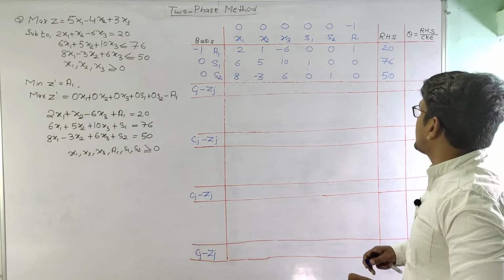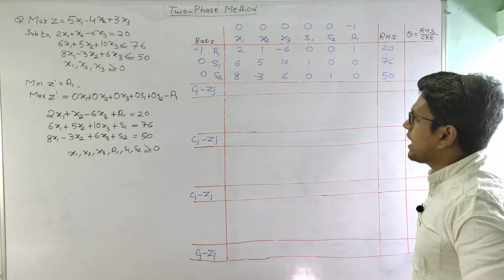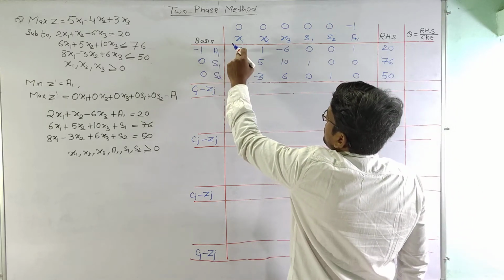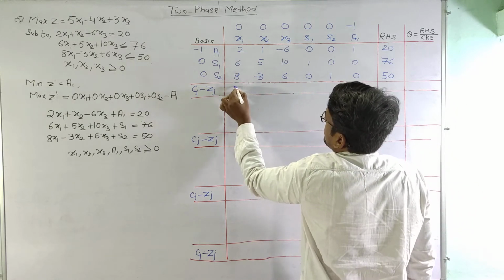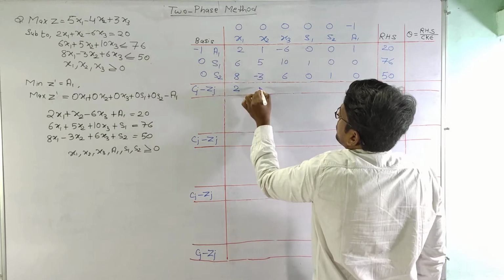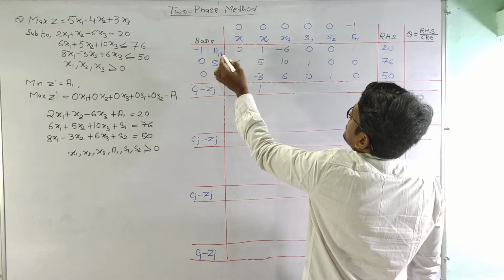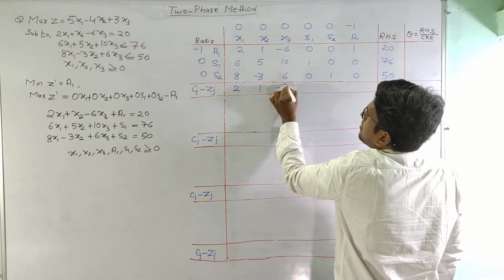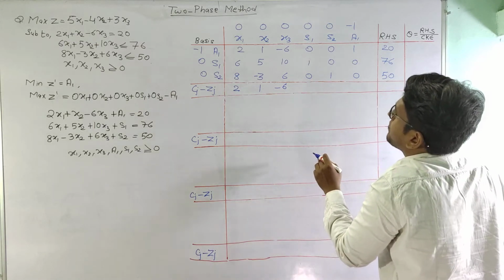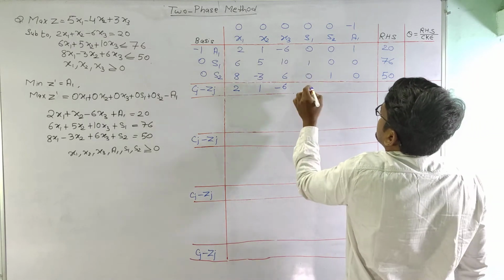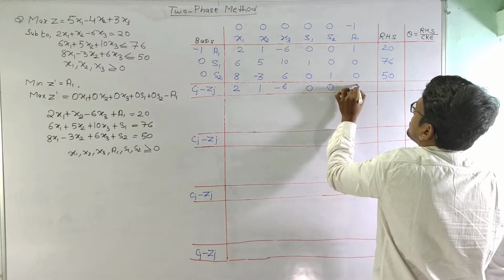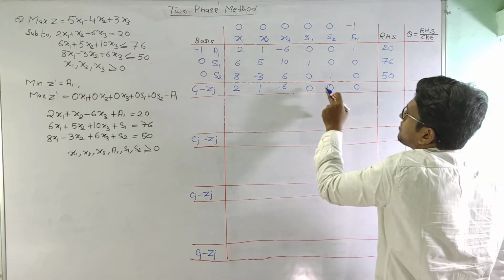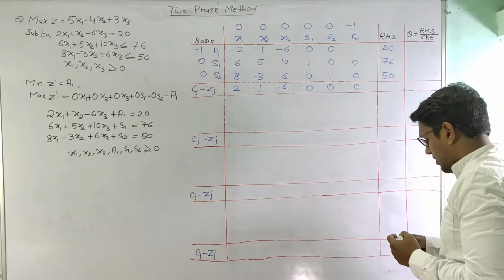So now we have prepared the initial matrix and we need to find the values of Cj minus Zj. As we can see, minus of minus 2 is plus 2, so this will be plus 2, this will be plus 1, minus of minus 6 is plus 6, so this will be minus 6. Similarly this will be 0, 0 and 0, because s1, s2 and a1 are the basic variables and they attain value 0 in the Cj minus Zj row.